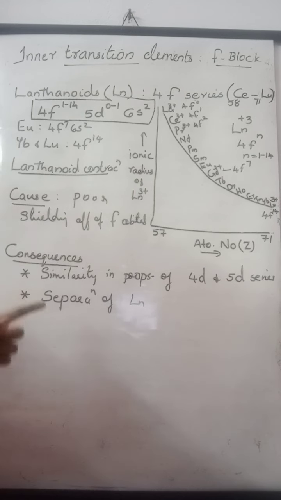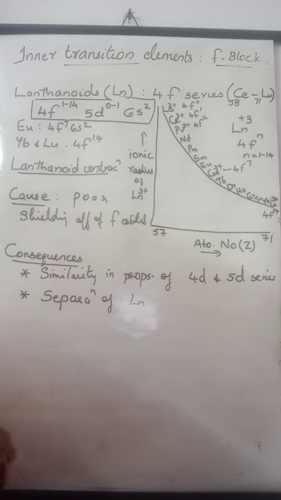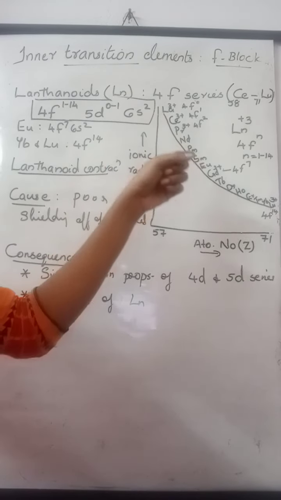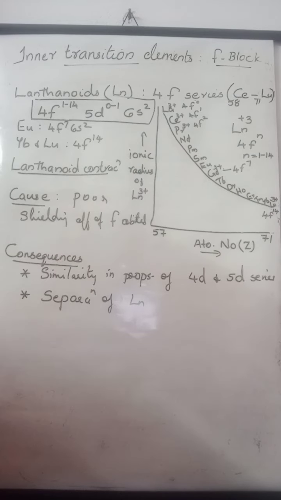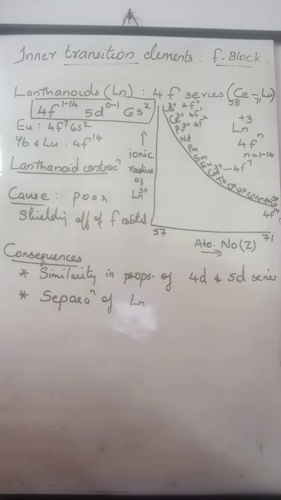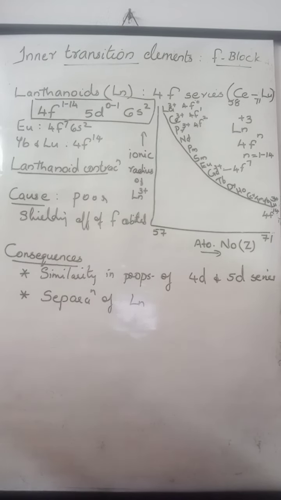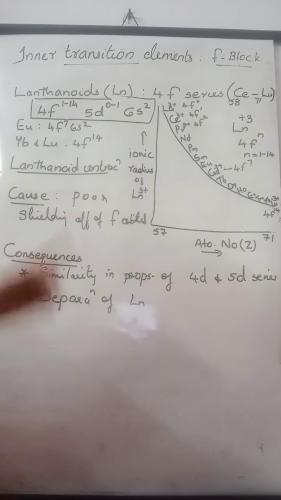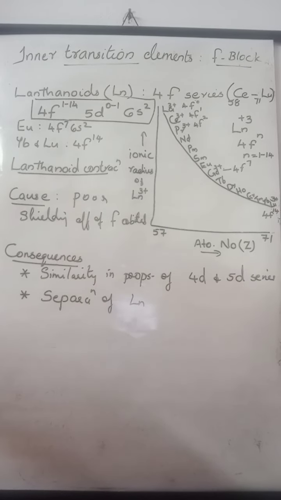Because of lanthanoid contraction, their properties vary slightly. Because of this change in the atomic and ionic size, the properties of lanthanoids vary slightly. That makes their separation possible. So separation of lanthanoids is possible due to lanthanoid contraction. Only because of lanthanoid contraction do their properties vary slightly so that they can be separated. The slight variation in the properties is utilized in the separation of lanthanoids.